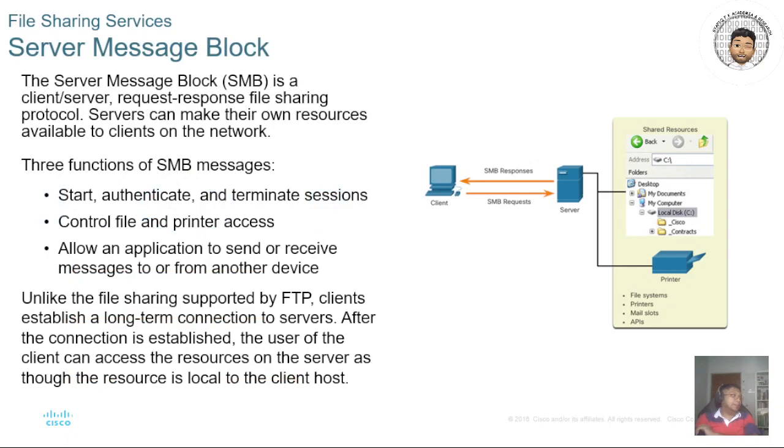And then we have SMB, Server Message Block. This one is a client-server request-response file sharing protocol. Servers can make their own resources available to clients on the network. There are three functions of SMB messages: start, authenticate, and terminate sessions; control file and printer access; and allow an application to send or receive messages to or from another device. Unlike the file sharing by FTP, clients establish a long-term connection to the server. After the connection is established, the user of the client can access the resource on the server as though the resource is local to the client host.